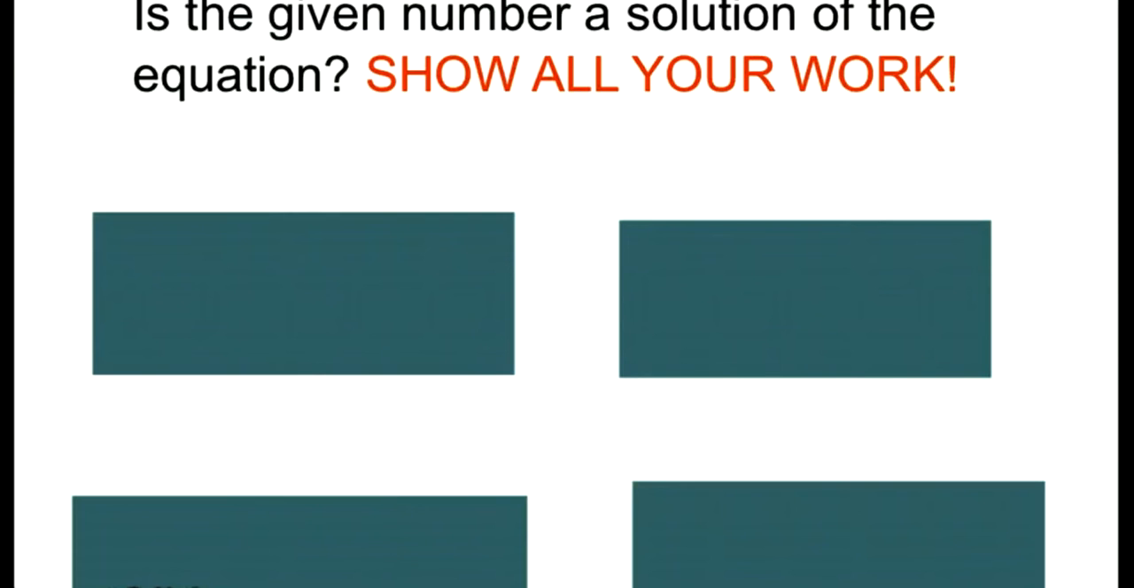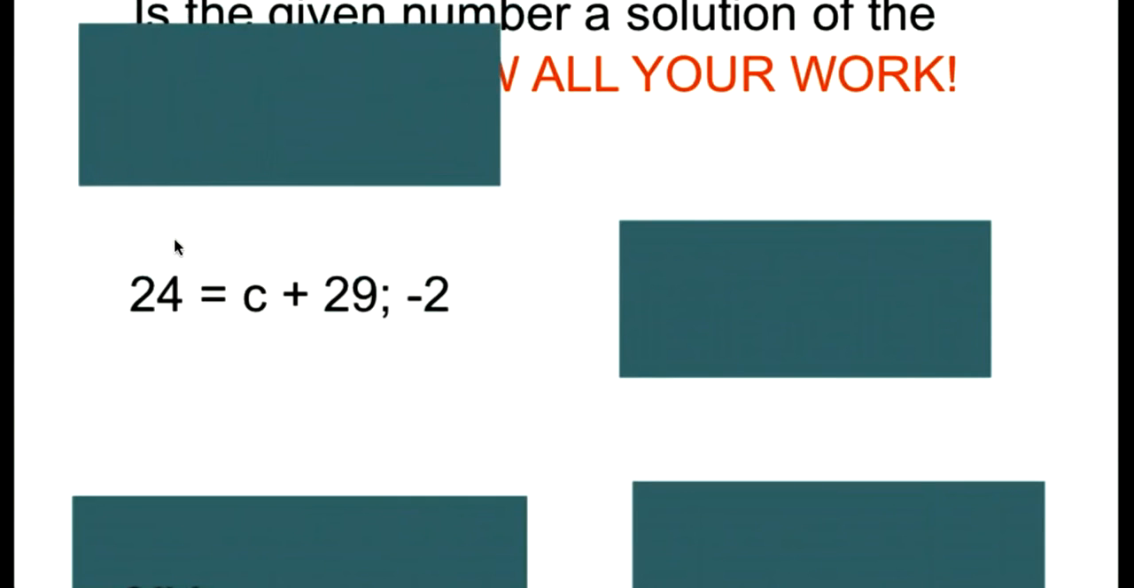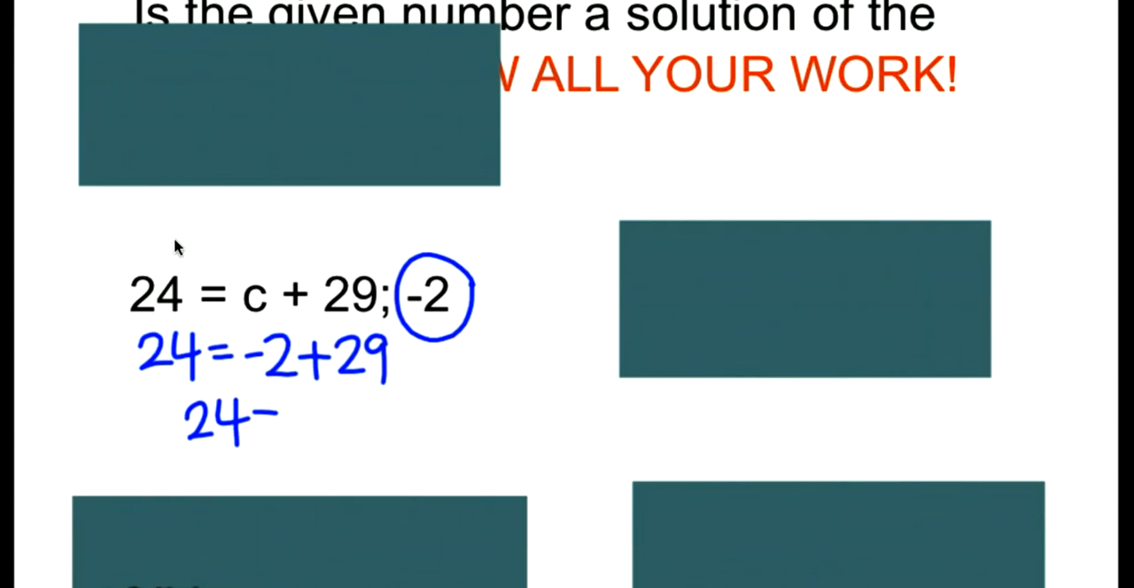So is the given number a solution of the equation? And we're going to have to show all of our work on these. So the first one is 24 equals c plus 29. We want to see if negative 2 is a solution. So I'm going to substitute negative 2 in the place for c, and I'm going to simplify the right-hand side. So negative 2 plus 29 is going to give me 27. And this is a false statement because 24 does not equal 27.